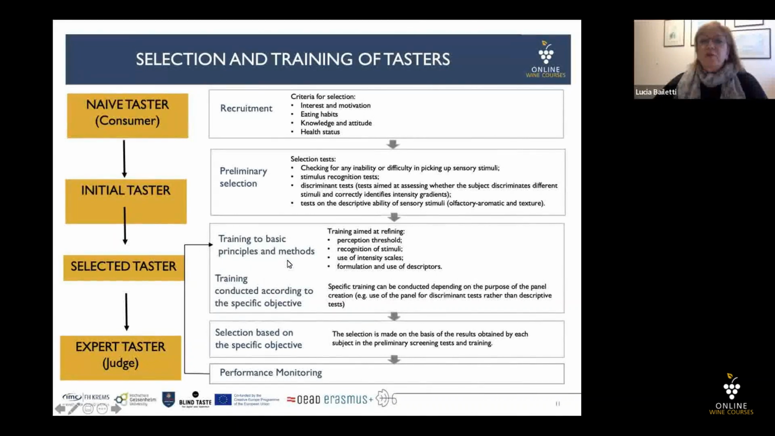So first of all, to have people be part of your panel, you must do a recruitment, you must do a preliminary selection, and then training in basic principles and methods, training conducted according to the specific objective, selection based on the specific objective, and we always need performance monitoring.